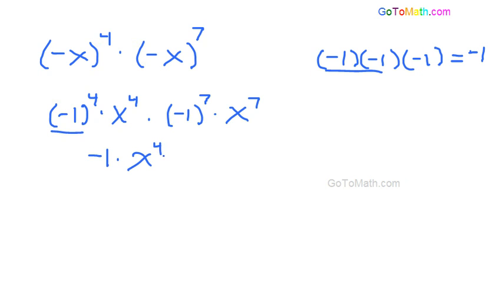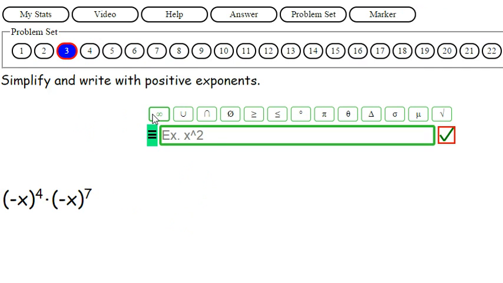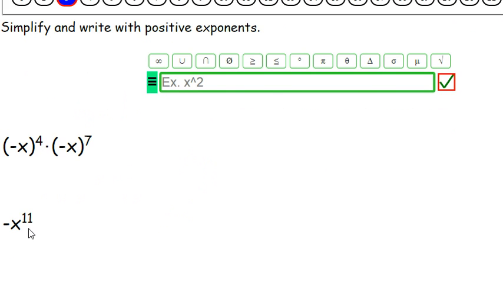And then we have x to the fourth times x to the seventh, and so we end up with x to the, adding both of these together, and you know, we don't want to drop the 1 here, so we end up with a negative x raised to the 11th power. Right, negative x raised to the 11th power.